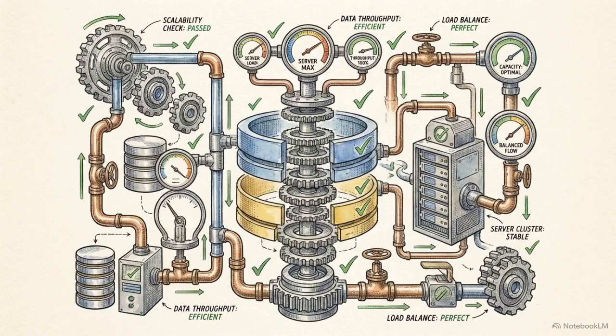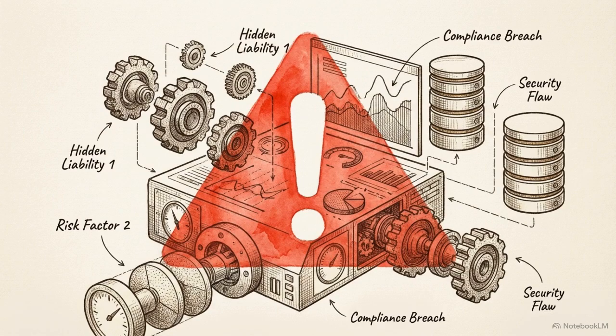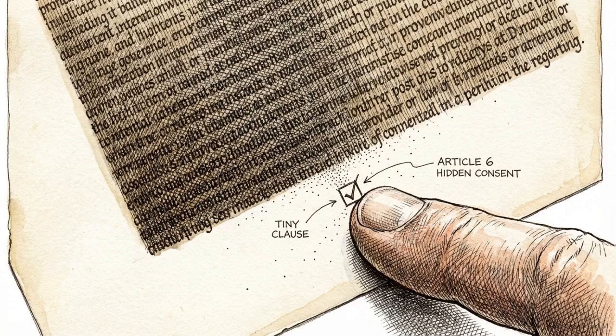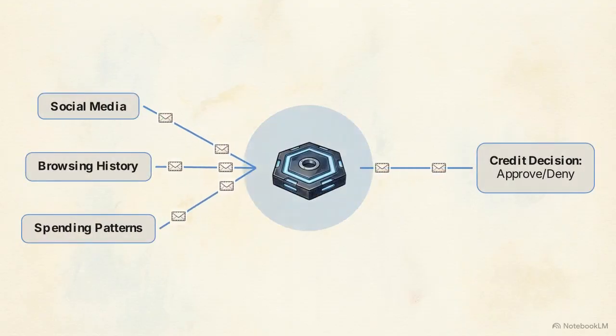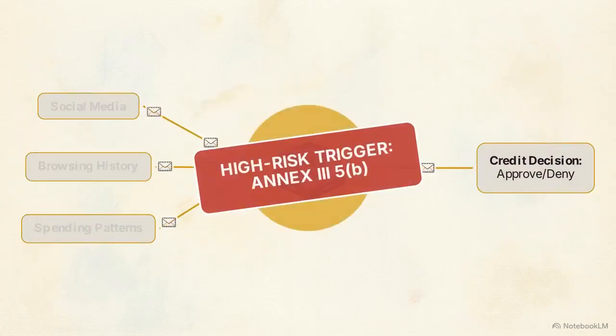Under standard DevOps principles, this architecture is efficient and ready for immediate scaling. However, building this pipeline without cross-referencing global regulatory frameworks creates a massive hidden liability. Organizations often assume that using a standard off-the-shelf foundation model limits their regulatory obligations to a basic privacy policy. The EU AI Act, however, evaluates the specific application of the output. Annex 3.5b specifically identifies AI systems used to evaluate the creditworthiness of natural persons as high risk.